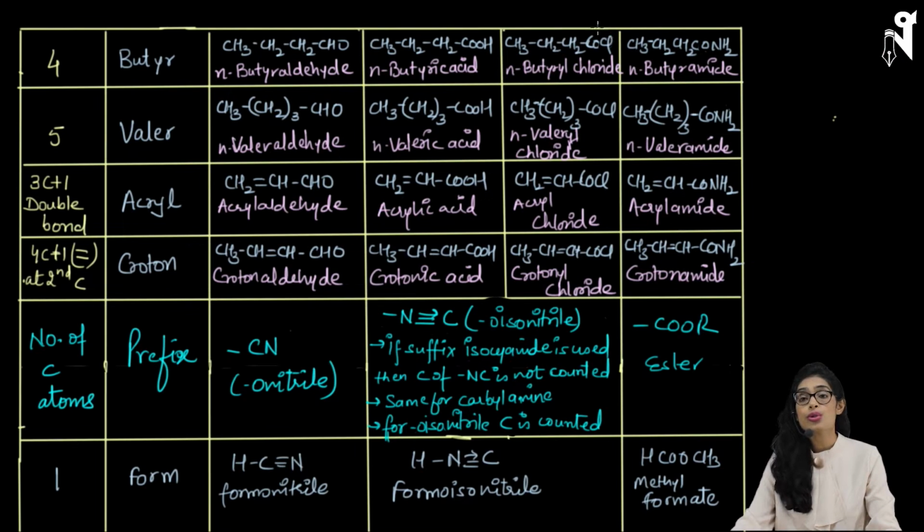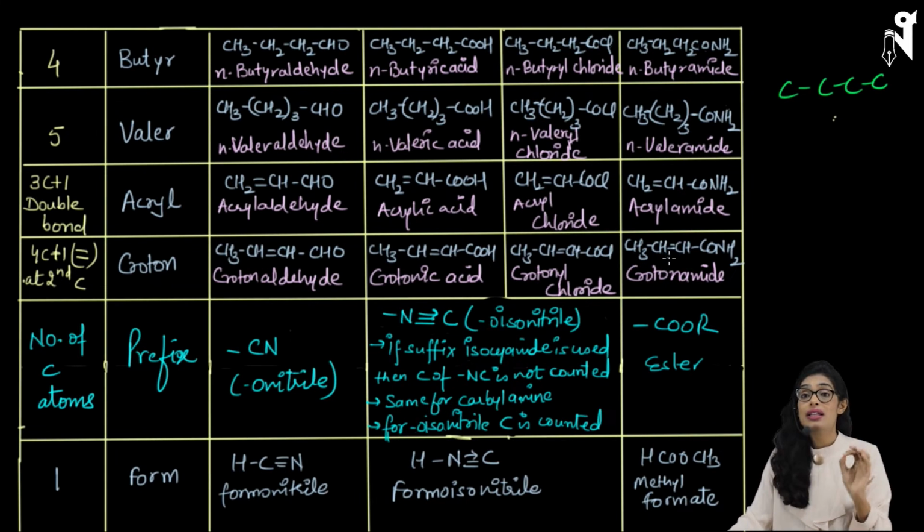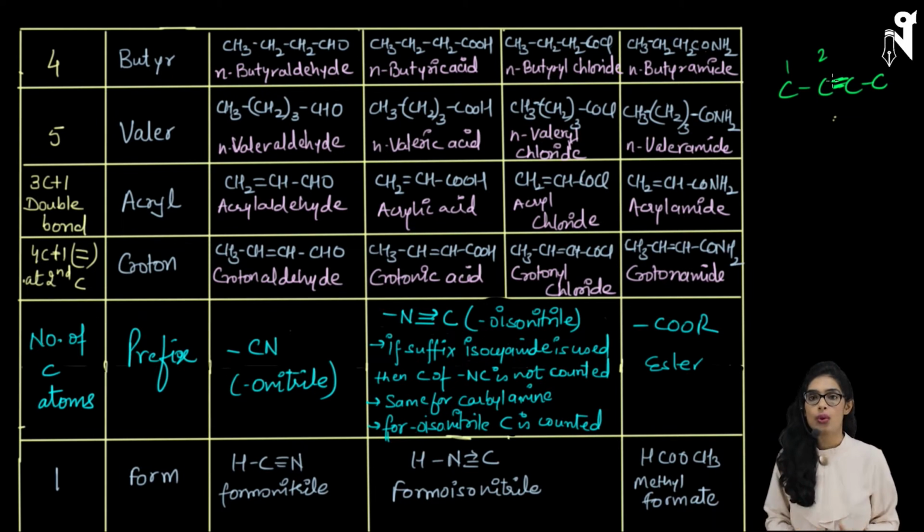Next combination we are going to deal with is total number of carbons in the chain will be 4. So 1, 2, 3 and 4, and there must be a double bond, but there is a mandatory condition for the double bond to be present on the second carbon. So this is first carbon, this is second carbon, so double bond should be here. This kind of chain will have a specific name, and that will be called croton.